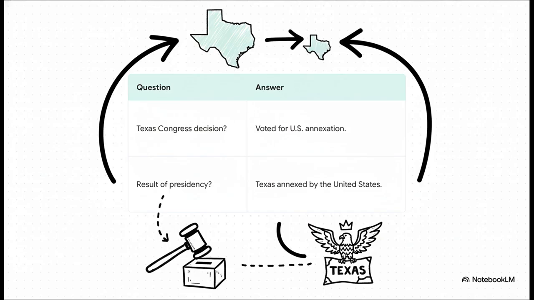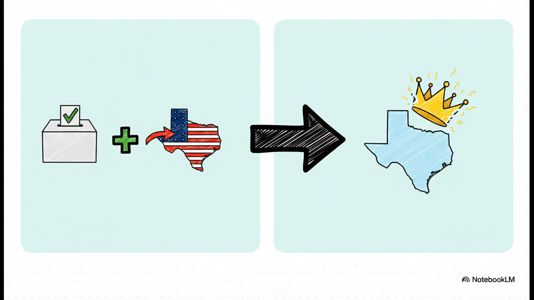First, our notes say the Texas Congress voted for U.S. annexation. And second, they say the result of all that was that Texas was annexed by the United States. Those 2 facts together, they tell the whole story. This is where we connect the dots. The clues tell us that Texas chose to be annexed, and the answer option phrases it as, "Texas ended independence by entering the United States." See? It's the same exact event, just explained as a consequence. By joining the U.S., the Republic of Texas was, literally, no more.